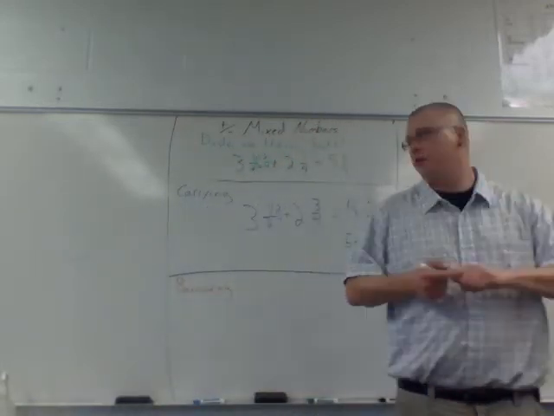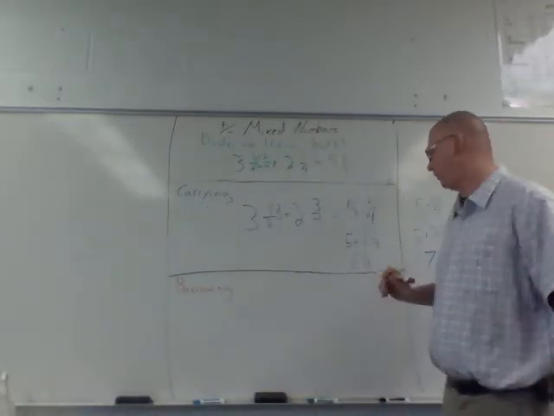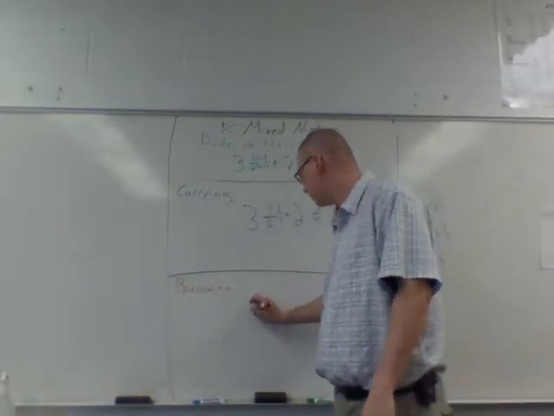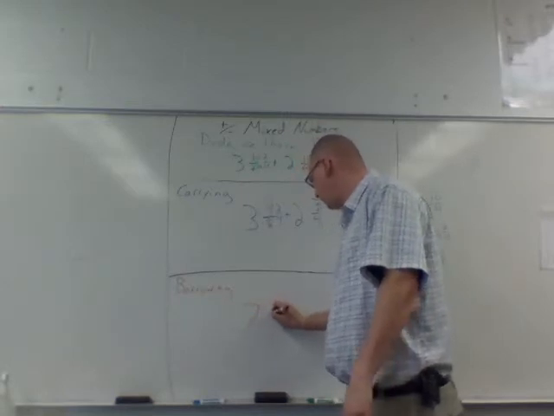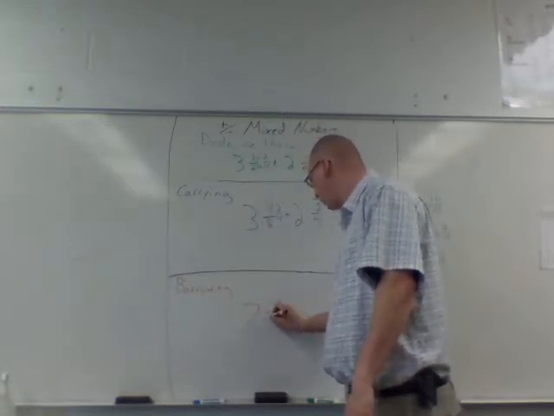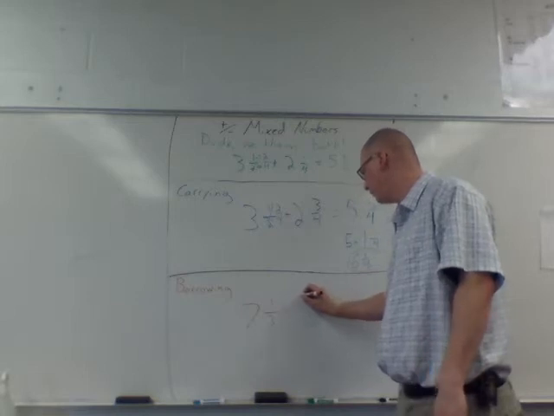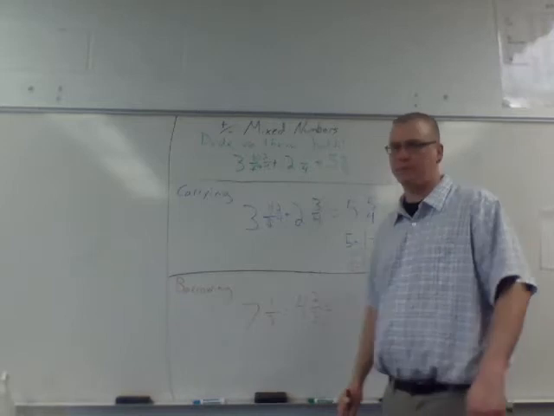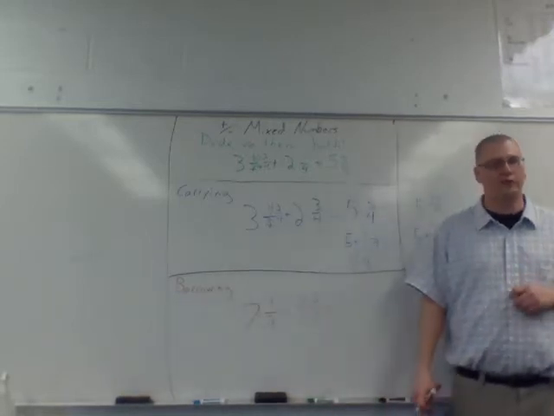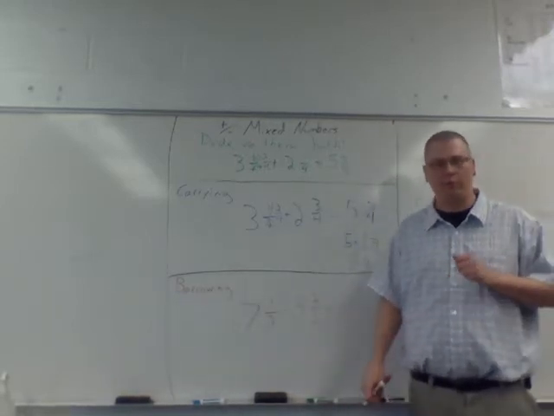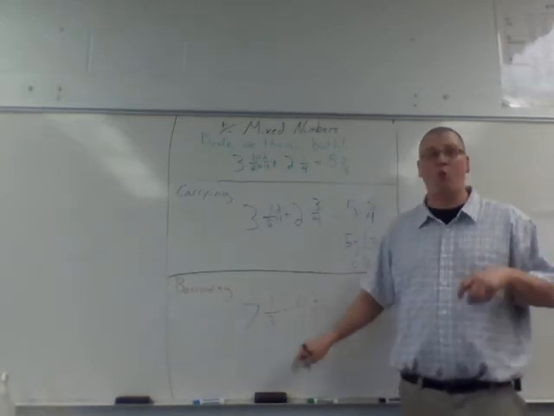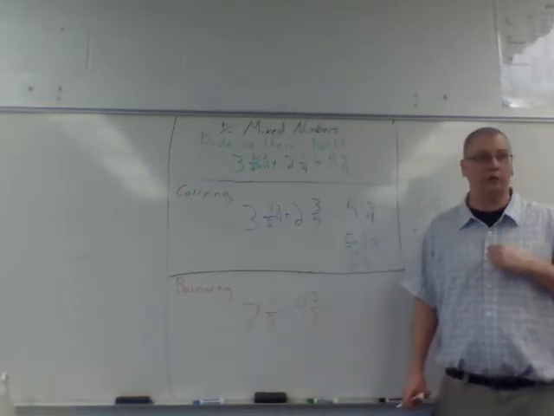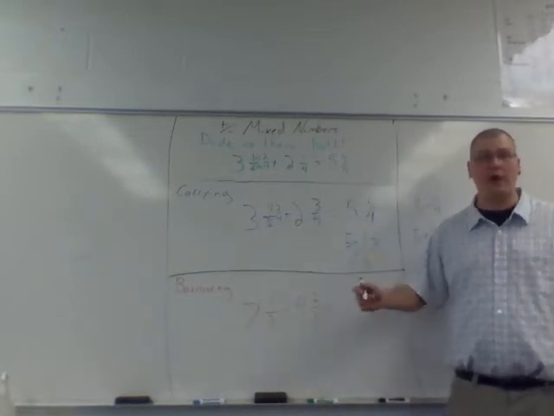So I'm betting if carrying makes sense, borrowing is going to look pretty close to the same. 6 1/4 is our final answer. Let's say 7 1/3 minus 4 2/3. Can I take 4 away from 7? Yes, definitely, no problem. Can I take 2/3 away from 1/3? No, I cannot. I don't have enough thirds to subtract.